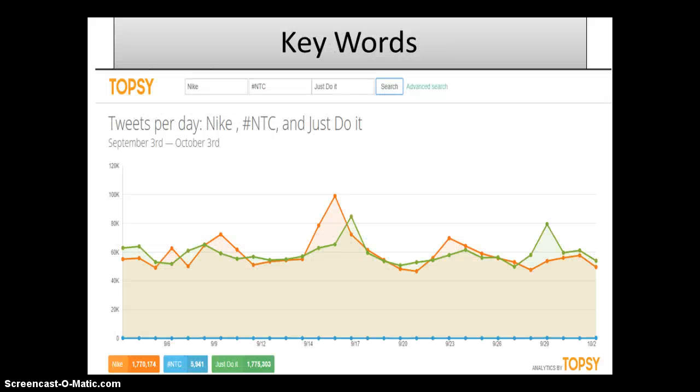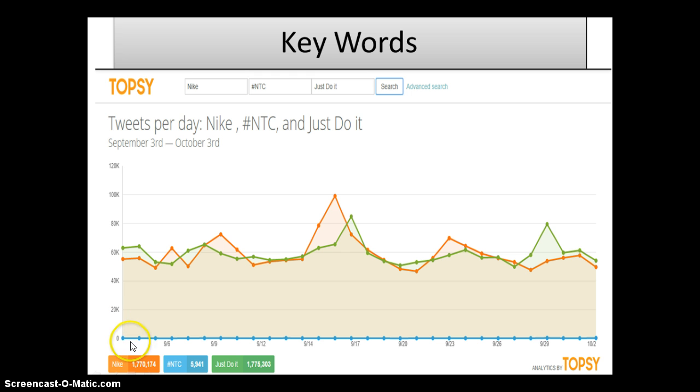This is just a look using Topsy, at some of the keywords I typed in for tweets per day. I did Nike, hashtag Nike Training Club, and Just Do It from September 3rd to October 3rd. As you can see, in orange is Nike, and around the time between September 14th and 17th, it was very popular. And then it dropped down a little bit, especially between 9/20 and 9/23. It definitely dropped down a lot more.